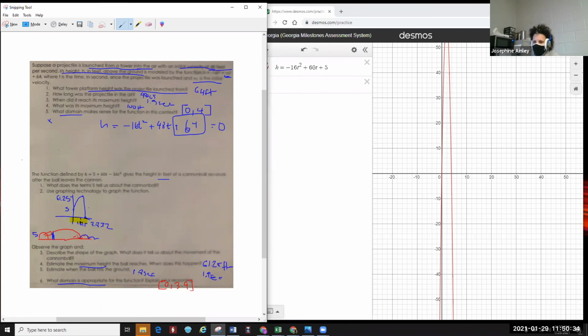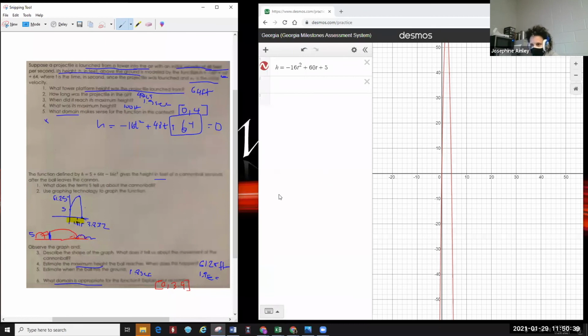So word problems are all about just drawing the picture, right? And then using the calculator to do it, or you can do it by hand, whatever your preference is.